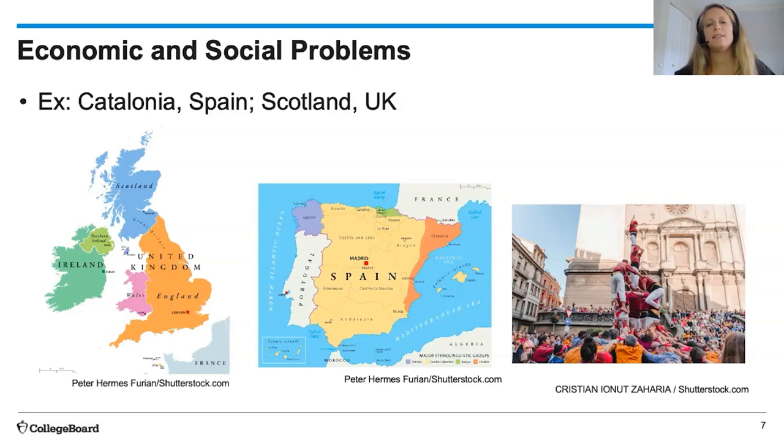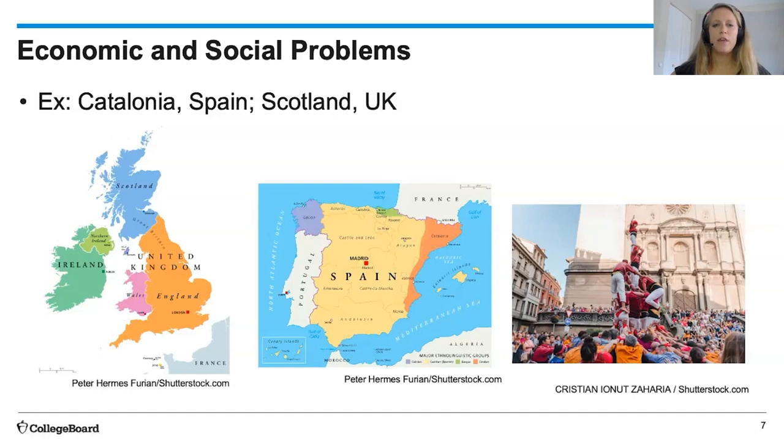So for example, in Scotland, UK, part of the reason there was a vote in Scotland for a referendum of independence was because a lot of the Scottish people do not believe that Brexit is a good decision for their country. So that's an economic issue that Scotland does not agree with.